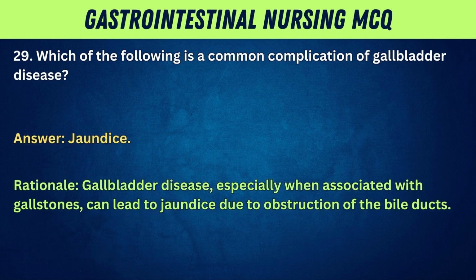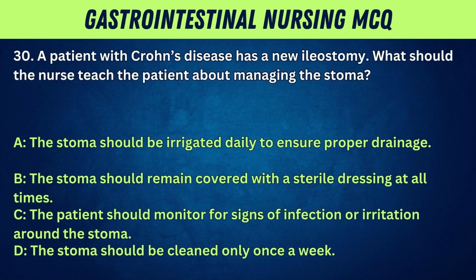Heart failure. Answer: jaundice. Rationale: gallbladder disease, especially when associated with gallstones, can lead to jaundice due to obstruction of the bile ducts. 30. A patient with Crohn's disease has a new ileostomy. What should the nurse teach the patient about managing the stoma?